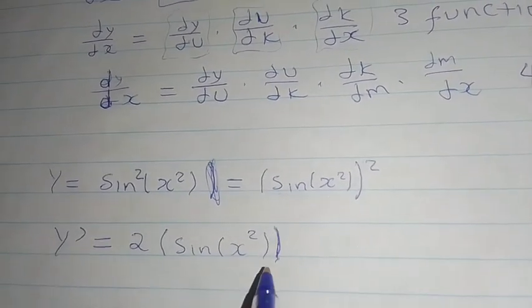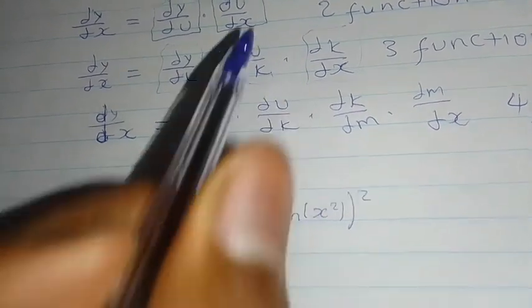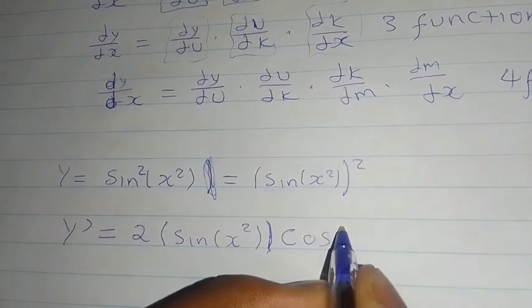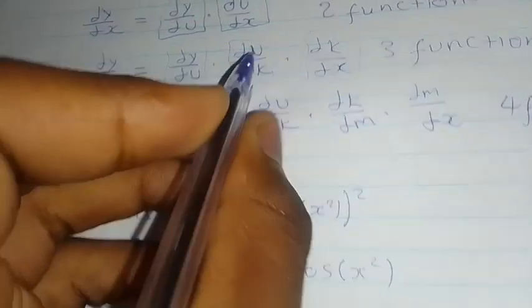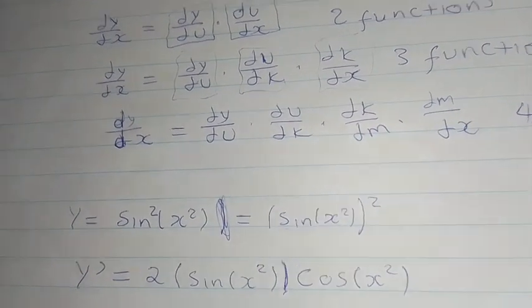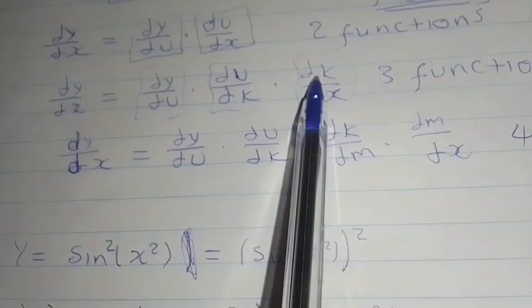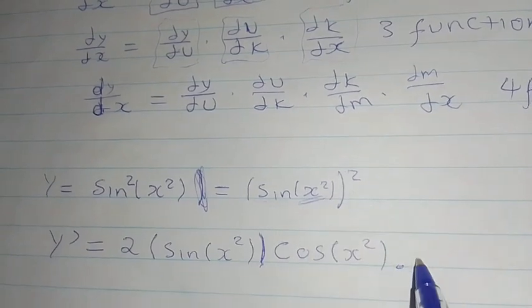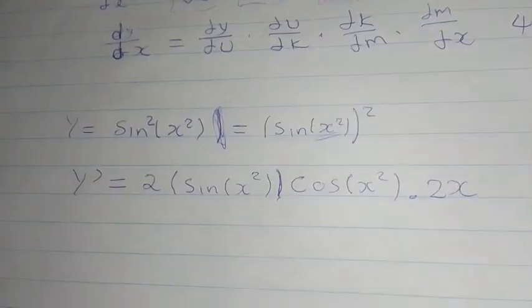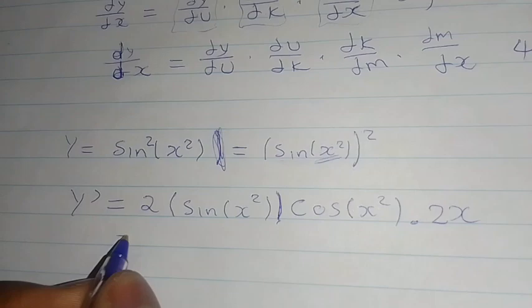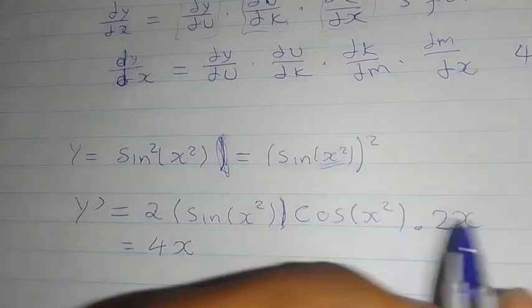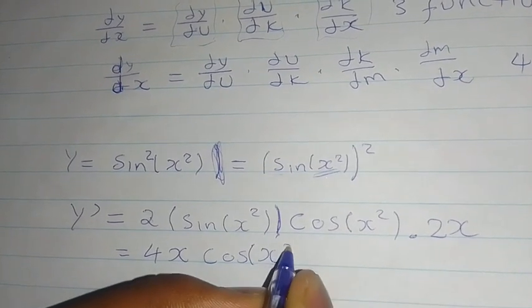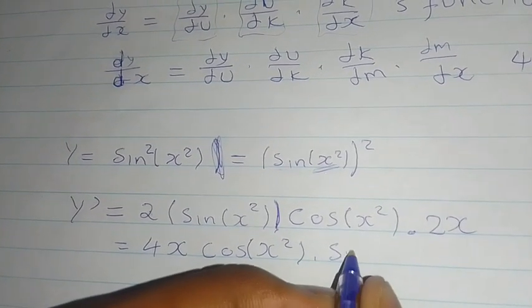Then you also derive the middle function. The middle function is sine. What's the derivative of sine? The derivative of sine is cosine. So you just have cosine x squared. You disregard what's inside, technically. So you disregard this x squared. And then you derive the innermost function. The innermost function is x squared. So you take the derivative of x squared. That means that you're just going to have 2x. So you can rewrite that properly, and then you just have 4x. If you multiply 2 by 2x, then you have 4x. Multiply that by cosine x squared. Multiply that by sine of x squared as well.